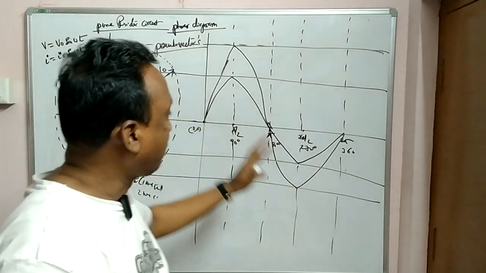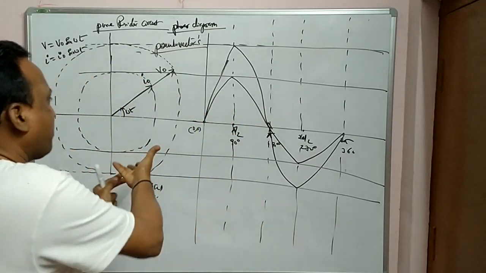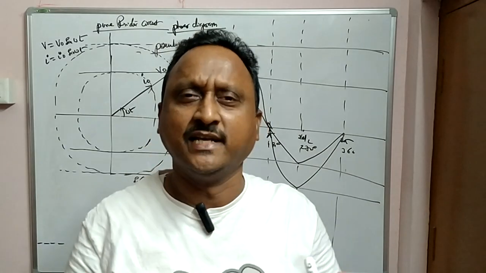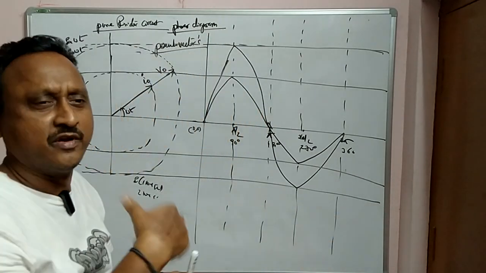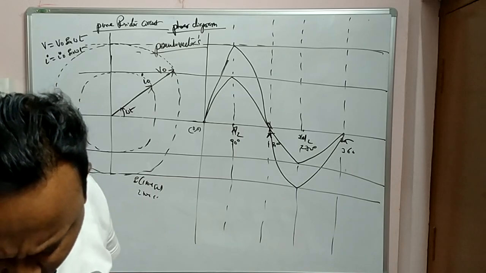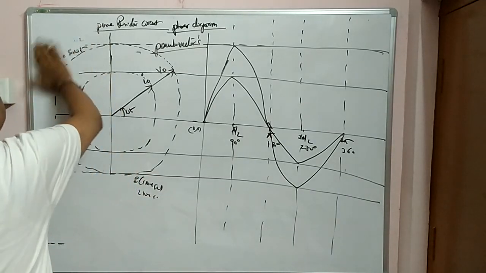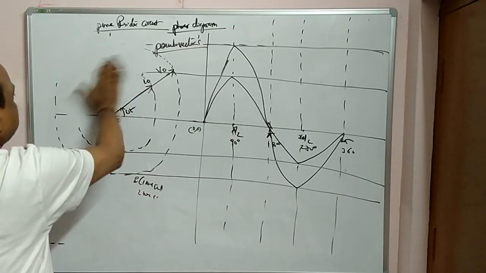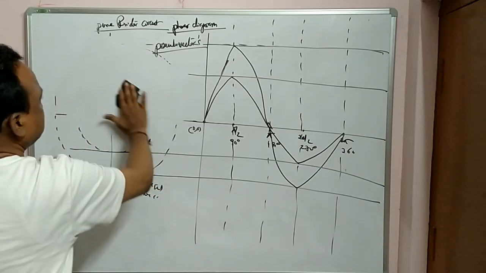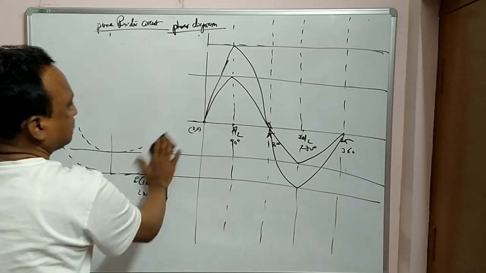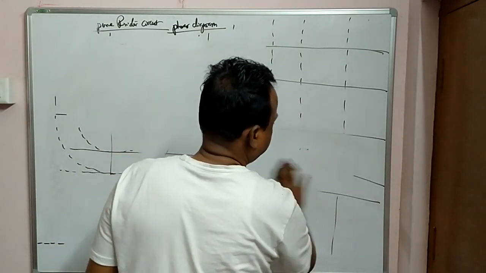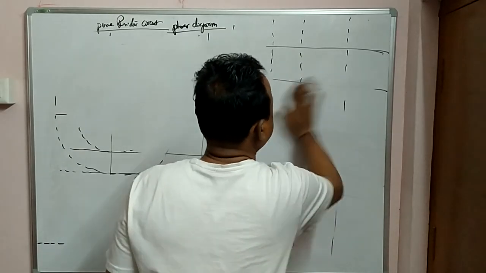Please try to understand the concept. The concept is that because we are rotating in anti-clockwise, these are pseudo vectors. Actually these are scalar quantities, but here we are using them as pseudo vectors. Clear? Right. Now let us go to the pure inductor. This is the pure resistor. Now I am going to the pure inductor. We'll see what happens in this case.